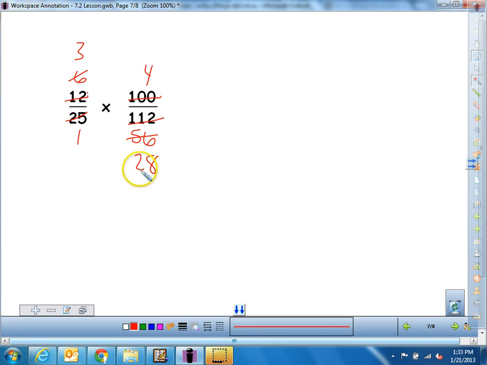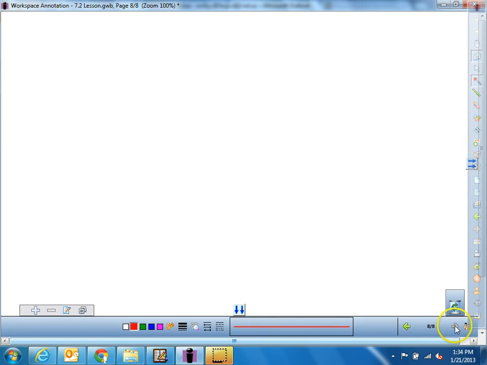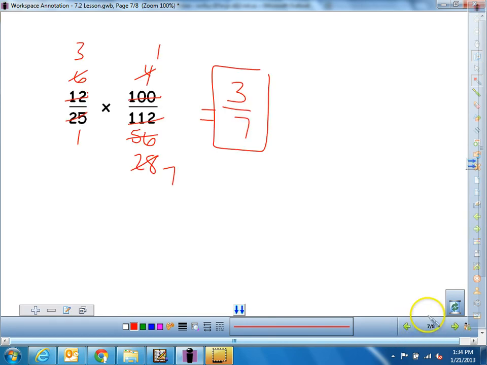Well, I know 4 and 28, both of those are divisible by 4. So that becomes a 1. This becomes a 7. So my final answer is 3 times 1 is 3. 1 times 7 is 7. 3/7 should have been your answer. All right, I got one left for you to... Oh, I lied. That's it. There's no more to do.